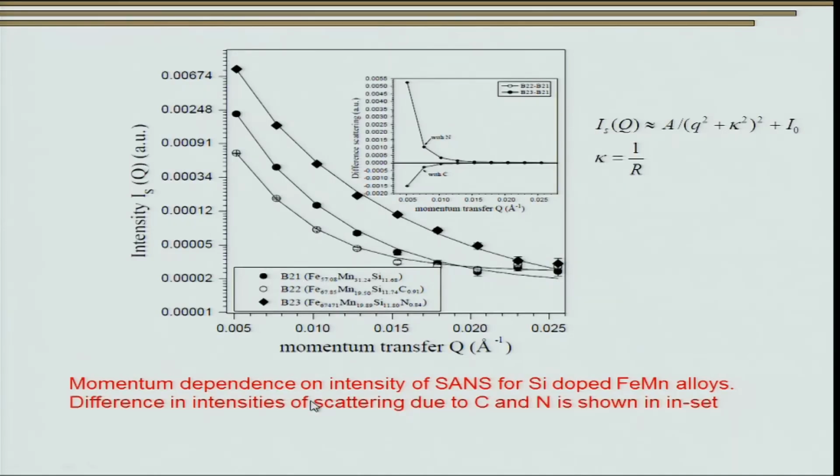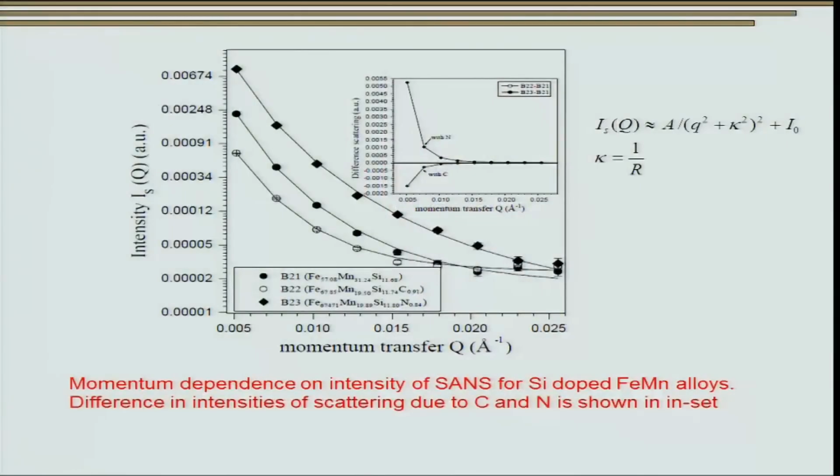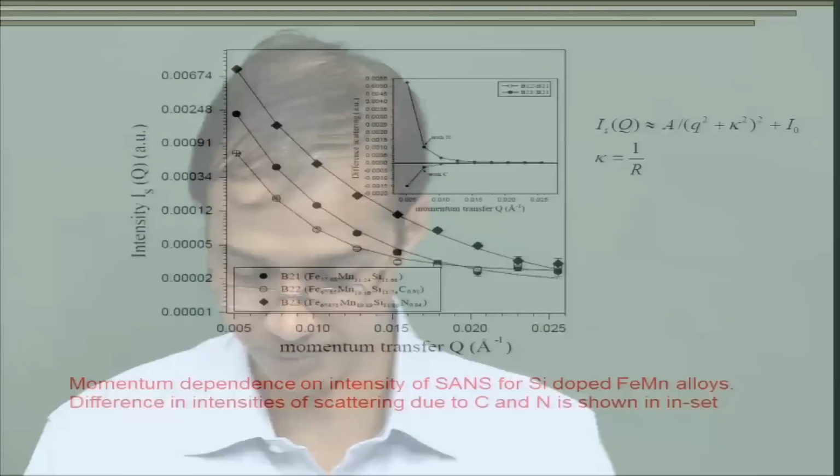So, you see the momentum dependence of intensity. This is our momentum transfer, or Q, for silica doped iron manganese alloys. You see that the difference in intensities of scattering is because of carbon and nitrogen. This way we can study what happens due to the addition of trace elements or interstitial elements on the overall shape memory effect, which has tremendous metallurgical as well as mechanical applications, right. And this can be done only using small angle neutron scattering, because we cannot get any information about the magnetic structure using X-ray scattering.